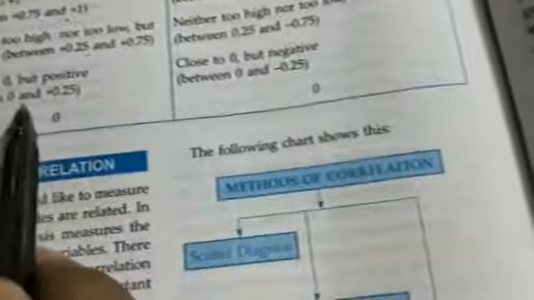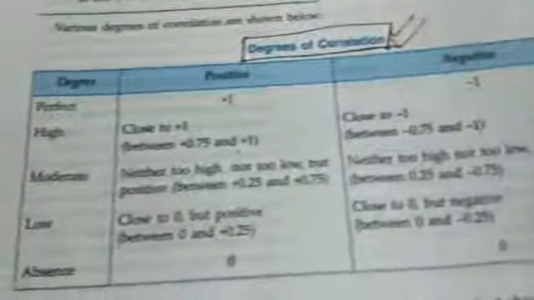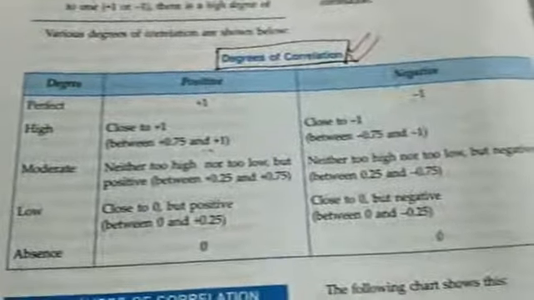Low degree positive correlation is when it ranges between 0 and 0.25. Low degree negative correlation is when it ranges between 0 and -0.25. So this table you all have to study. This table is very important. This table shows the degrees of correlation.